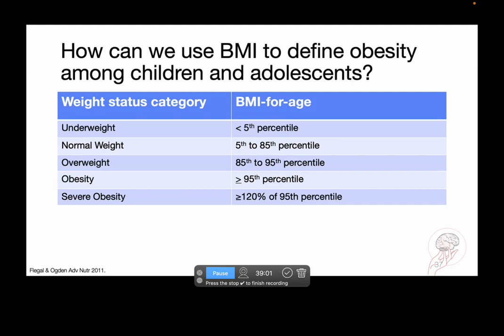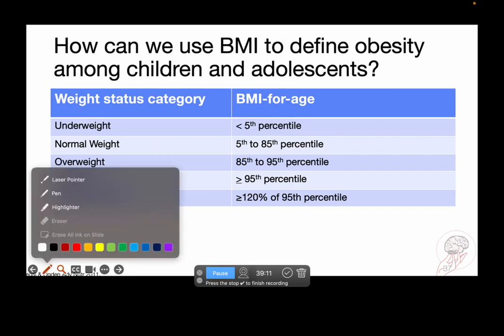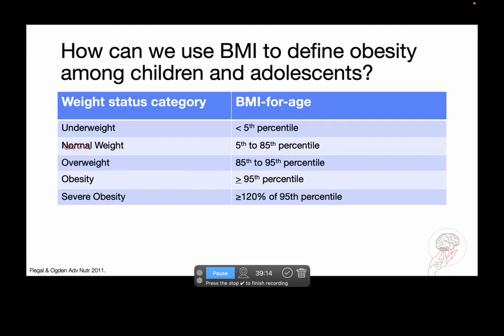So I do expect that you memorize this table. You should know that a child who is underweight is less than the 5th percentile. A recommended weight, I keep meaning to change these slides to recommended, but always forget. So let's say recommended. Overweight is the 85th to the 95th percentile. Obesity is the 95th percentile. And here we have our ceiling effect, where severe obesity is greater than 120% of the 95th percentile.